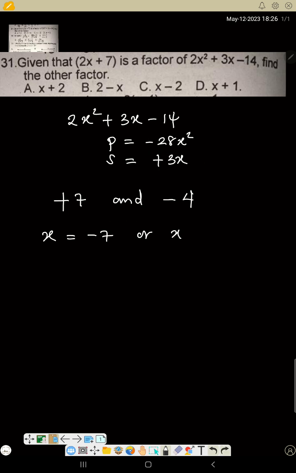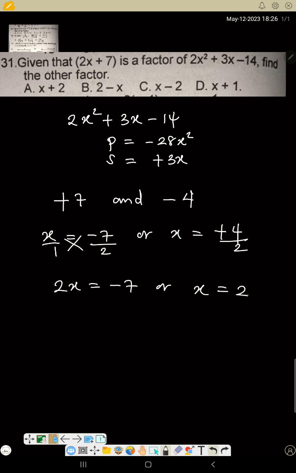So reverse their signs. This plus will turn to minus here, and this minus will turn to plus here, like that. Now the coefficient of our question is 2, so divide the two results by 2. So x from here, cross multiply. So we have 2s is equal to minus 7, or s is equal to 2.